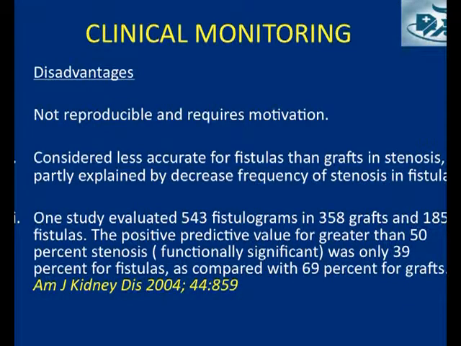So what are the disadvantages of clinical monitoring? It is not reproducible and it requires motivation. It is considered less accurate for fistula than grafts in stenosis, partly explained by decreased frequency of stenosis in fistula. One study evaluated 543 fistulograms in 358 grafts and 185 fistulas. The positive predictive value for greater than 50% stenosis, which is considered to be functionally and hemodynamically significant, was only 39% for fistulas as compared with 69% for grafts.